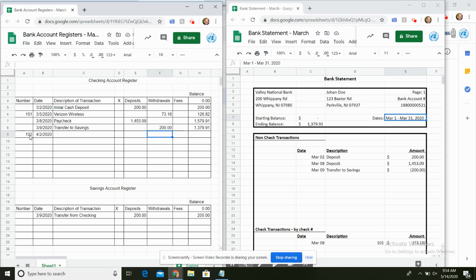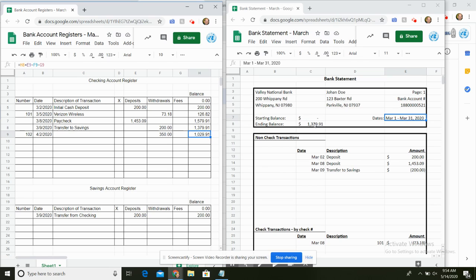And if we write out check number 102 on April the 2nd, we may withdraw $350, in which case, what do we now have? And I hope everybody's doing this right. Your balance, you should be grabbing the previous balance, adding to it any deposits that are in here, subtracting out any withdrawals that are in here, and subtracting out any fees that are written in here. So according to me, on April the 2nd, I have $1,029, right?